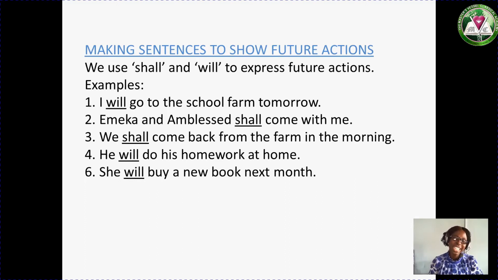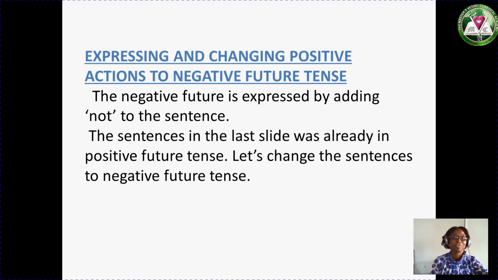I underlined the modal verbs there. You see, in number 1, I underlined will. Number 2, we have shall. Number 3, we have shall. Number 4, we have will. And number 6, we also have will. All right. Now let's go to the next thing.